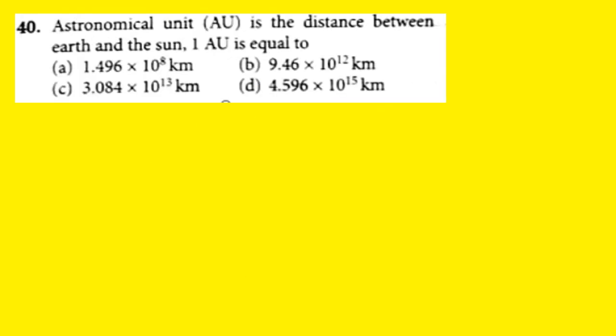Now question number 40. Astronomical unit is the distance between Earth and the Sun. One astronomical unit is equal to, so this you should know, children, you have to memorize. One astronomical unit equal to 1.496 into 10 to the power of 11 meter. But if you see here, children, everything is in kilometer. So we need to convert this into kilometer.